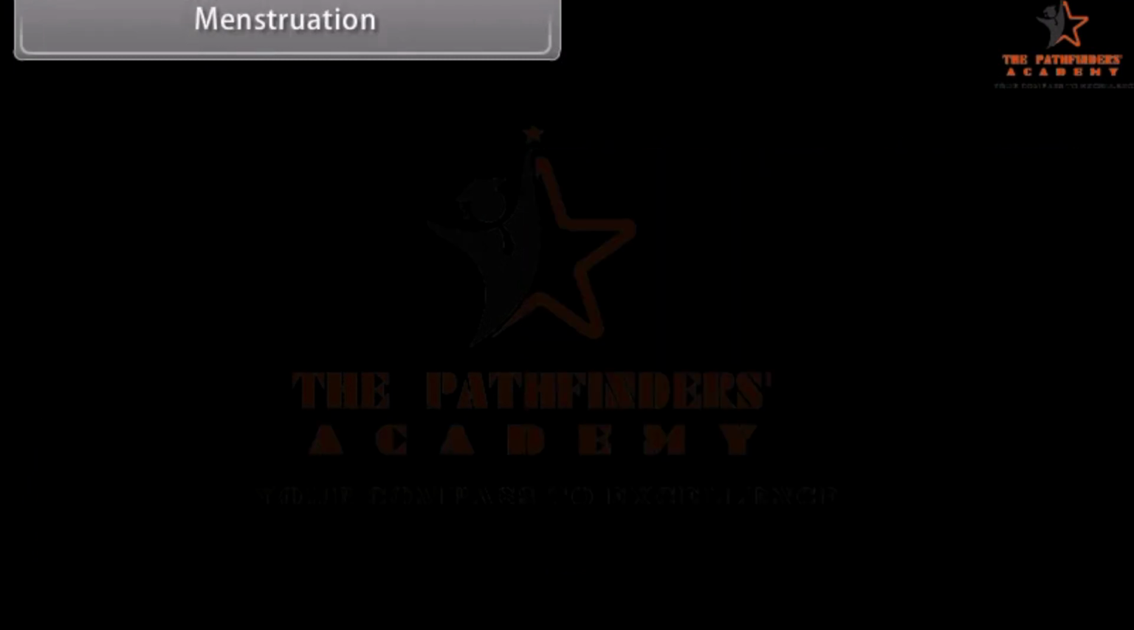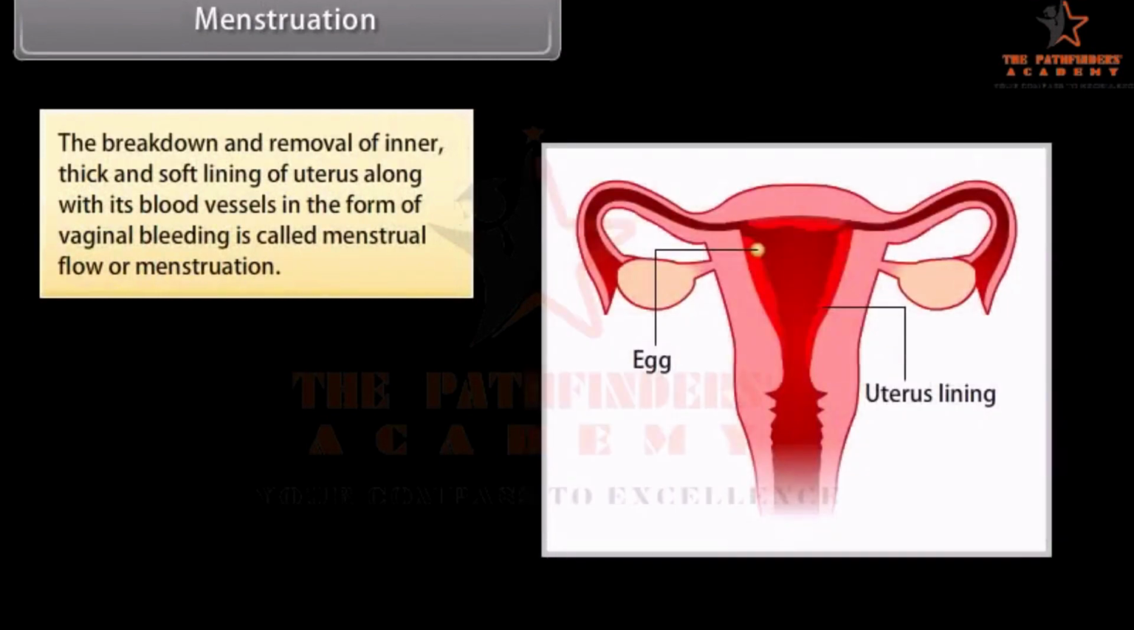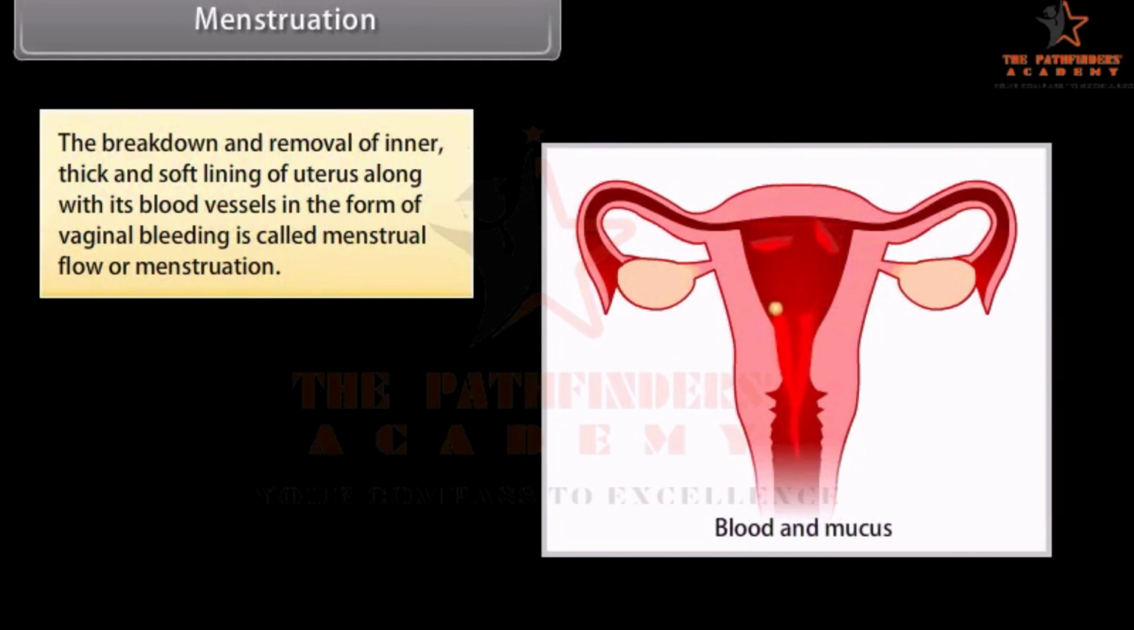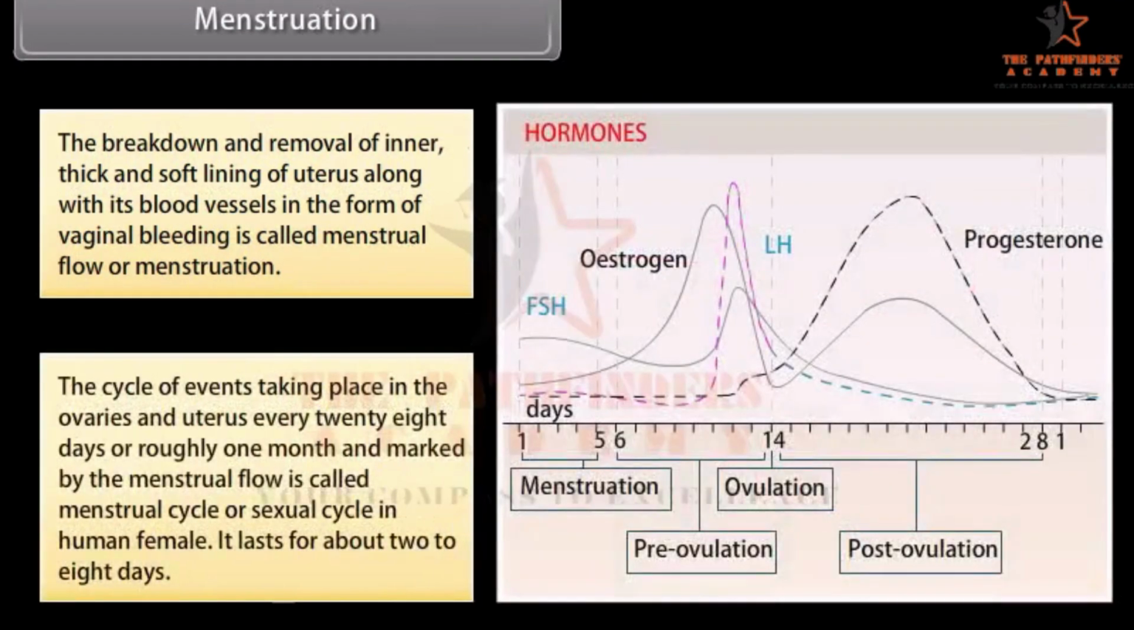Menstruation. The breakdown and removal of the inner, thick, and soft lining of the uterus along with its blood vessels in the form of vaginal bleeding is called menstrual flow or menstruation. The cycle of events taking place in the ovaries and uterus every 28 days, or roughly 1 month, and marked by the menstrual flow is called the menstrual cycle or sexual cycle in the human female. Menstrual flow lasts for about 2 to 8 days.